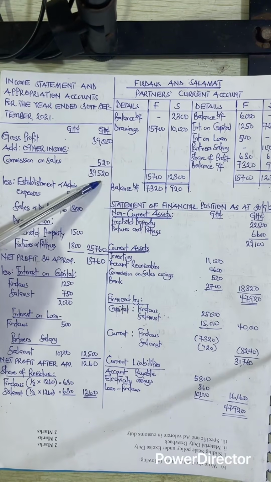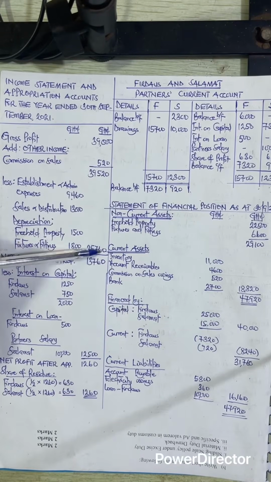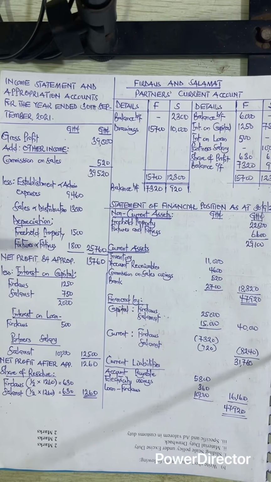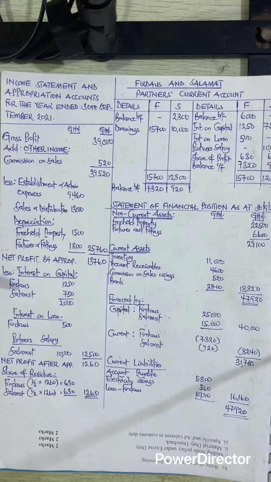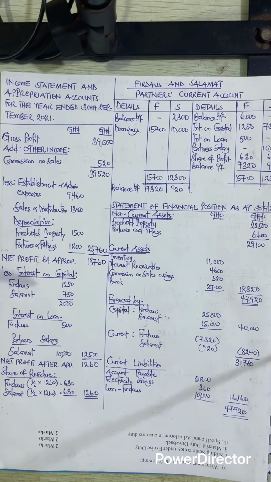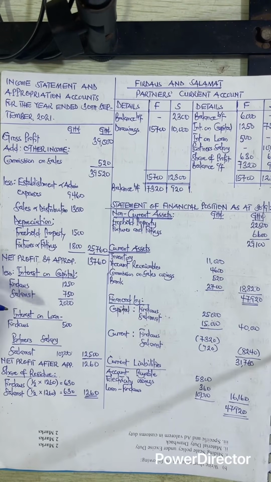So this 39,520 is our total income. When you take the total expense from the total income, you get the net profit before appropriation. Then we less interest on capital. When you get the net profit before appropriation, we have to less all the things that will be in favor of the partners, and add all the things that will be in favor of the partnership firm, the entity itself.